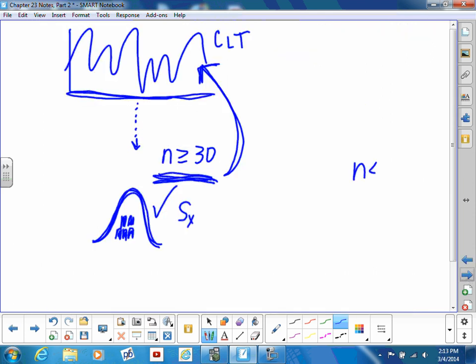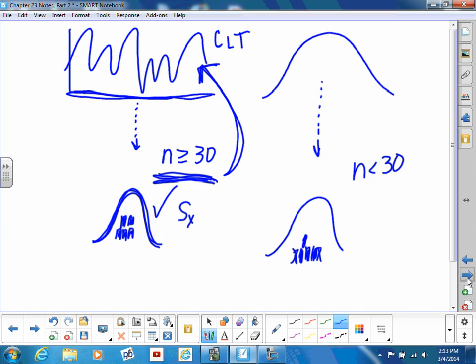If N is less than 30, that is worrisome. But the sampling distribution of averages can still be considered normal if what it came from was the normal model. So if you've got a problem here, you can overcome it if you're told that the parent population is normal. Then yay, we're still okay.